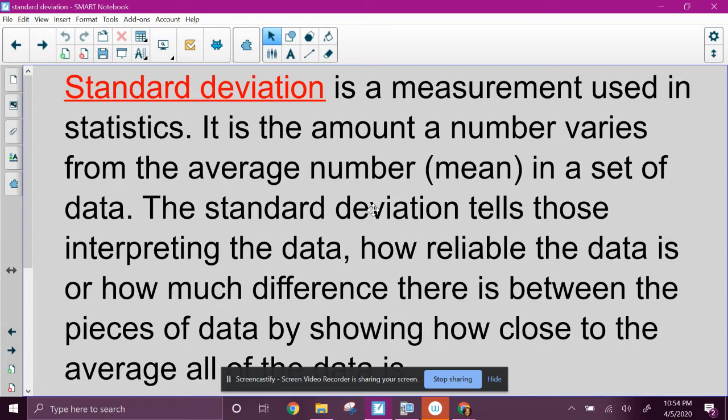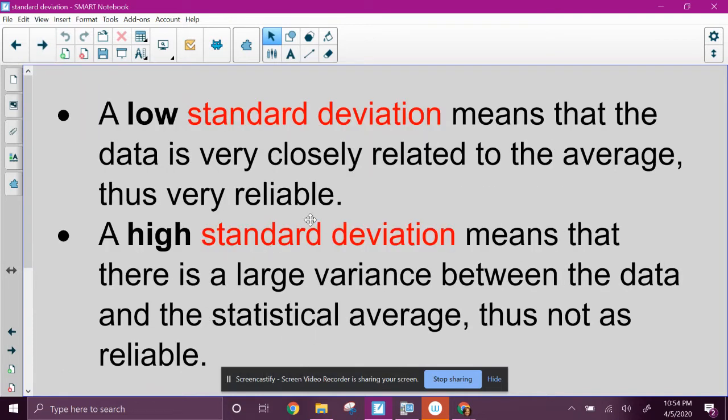So the standard deviation is going to tell us how reliable the data is and how big a difference there is between the pieces of data. When you take the standard deviation, if you get a really low number, that means that the data is very closely related to the average and it's very reliable. If you get a high number, that means that there's a large variance, so a big difference between the data and the mean, and it's not very reliable.